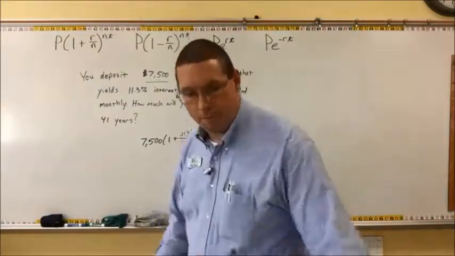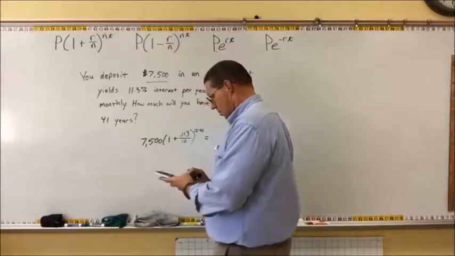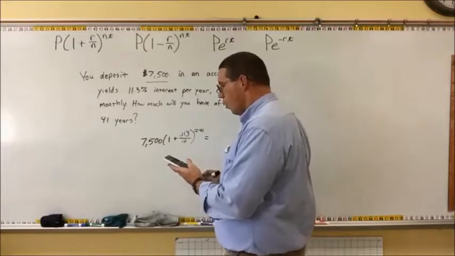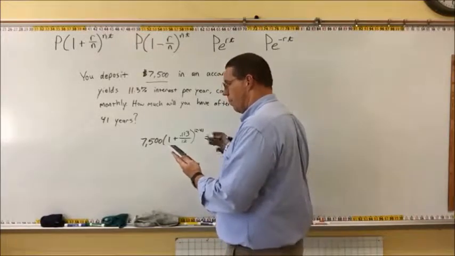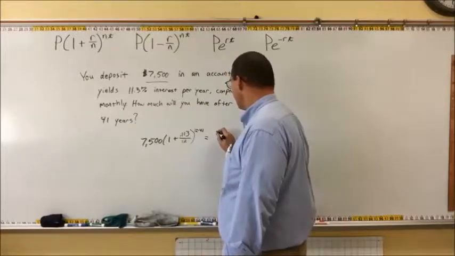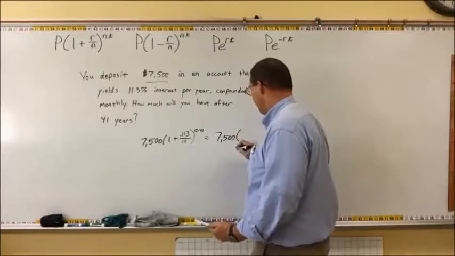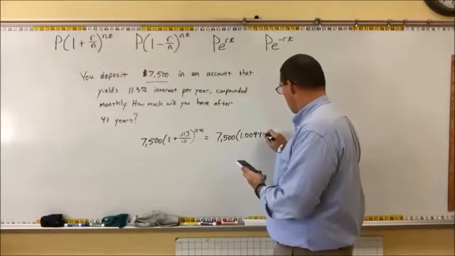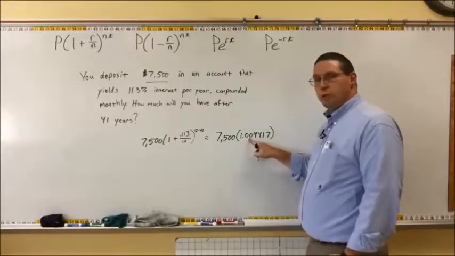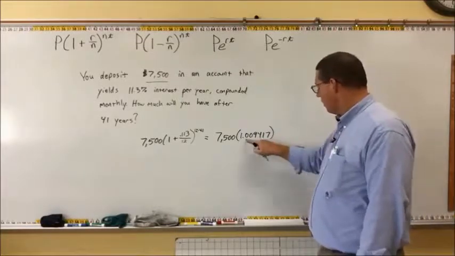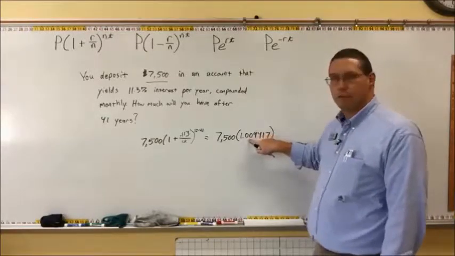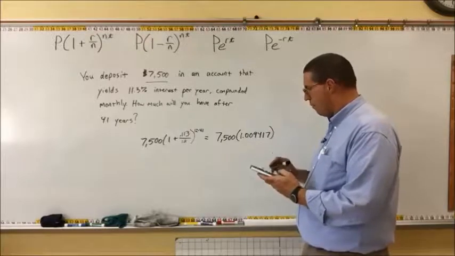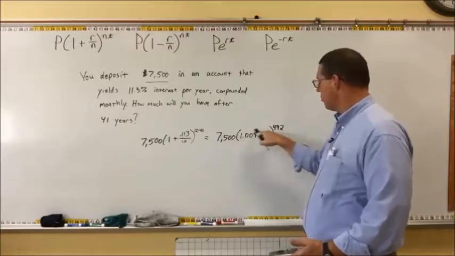So now we're going to simplify this. We're going to do 1 plus 0.113 divided by 12 is 1.009417. I'm rounding on that last number. So what we have here is 7,500 times 1.009417. The more zeros you have here, the farther out you want to go. So if you got a couple zeros here, you want to go to maybe 4 decimal places after you're done putting zeros in. To the power of, what's 12 times 41? Well, that's 492. And now this we can just put in the calculator.